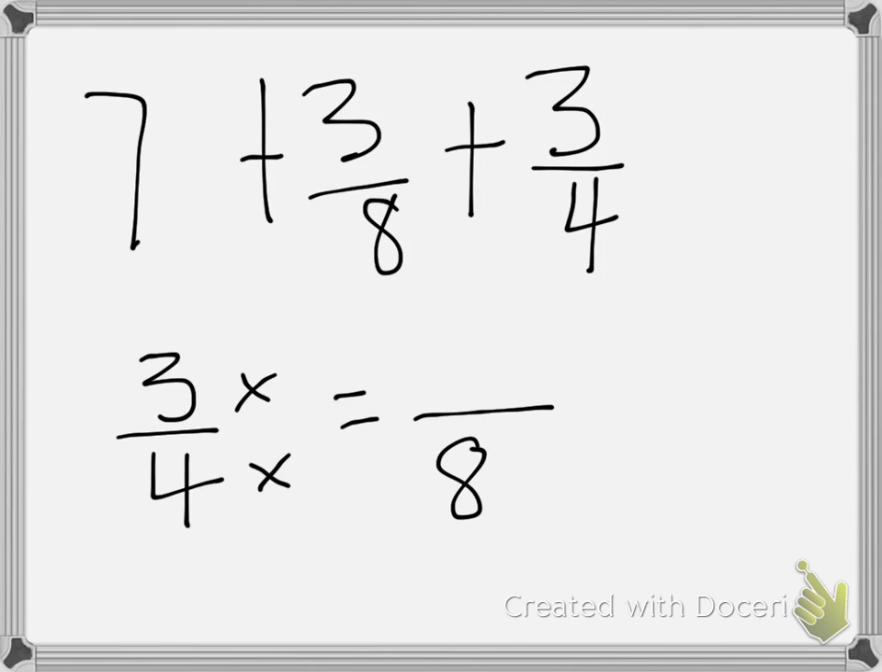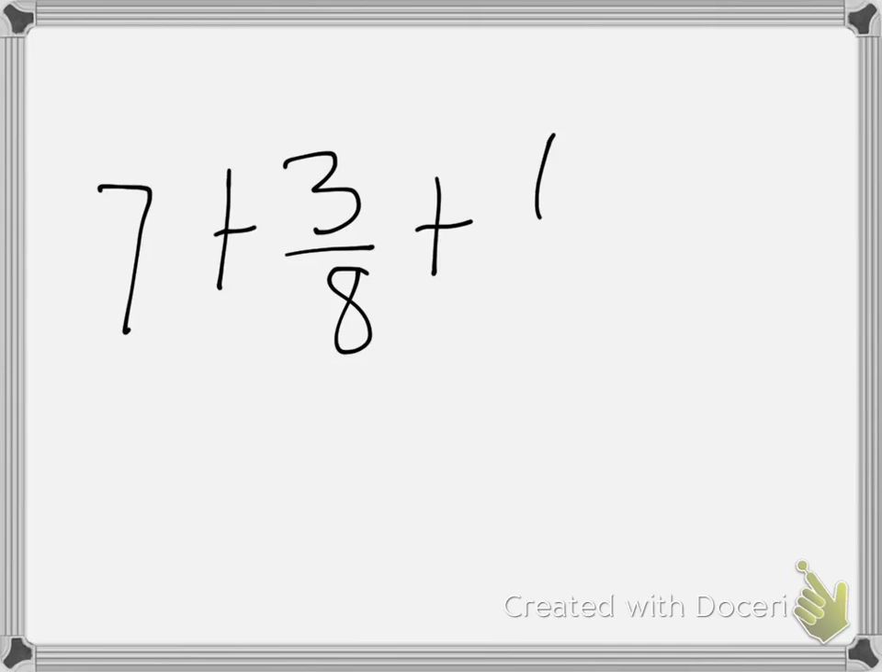4 times a number equals 8. 4 times 2 equals 8. And what you do at the bottom, you have to do at the top. 3 times 2 is 6. So we've just renamed 3/4 as 6/8. So now I'm going to rewrite the equation. 7 plus 3/8 plus 6/8.